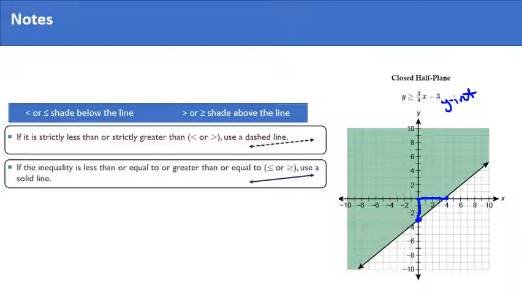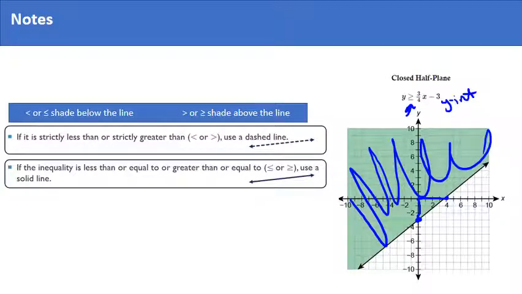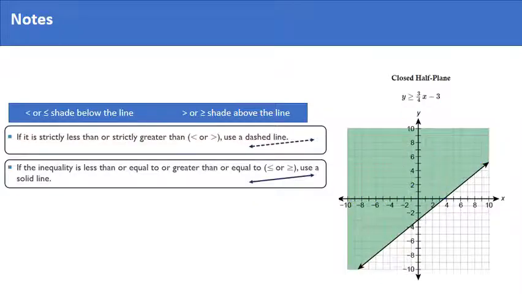And then you would draw a solid line because you have an equal sign. See a little equal sign right there? You have an equal sign in your sign. So you would draw a solid line and it's greater than, so we would shade above the line. Okay? Or you can type this into Desmos and it gives you the graph.